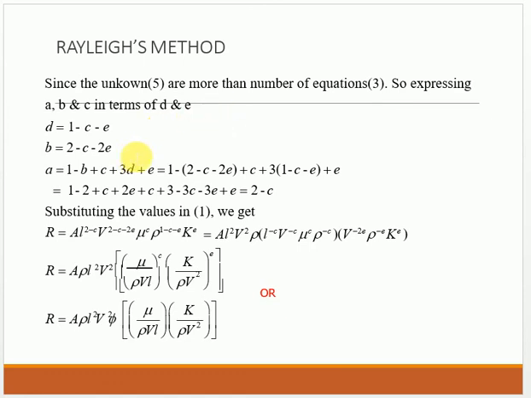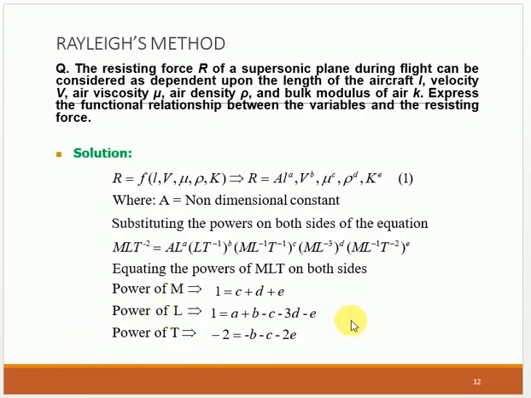Since we have 5 unknowns, a, b, c, d, e, that is more than the number of equations. We have only 3 equations, for M, L, T. So if it's so, then these 3 equations will leave the fourth and fifth as the variables that will be on all these 3 equations.